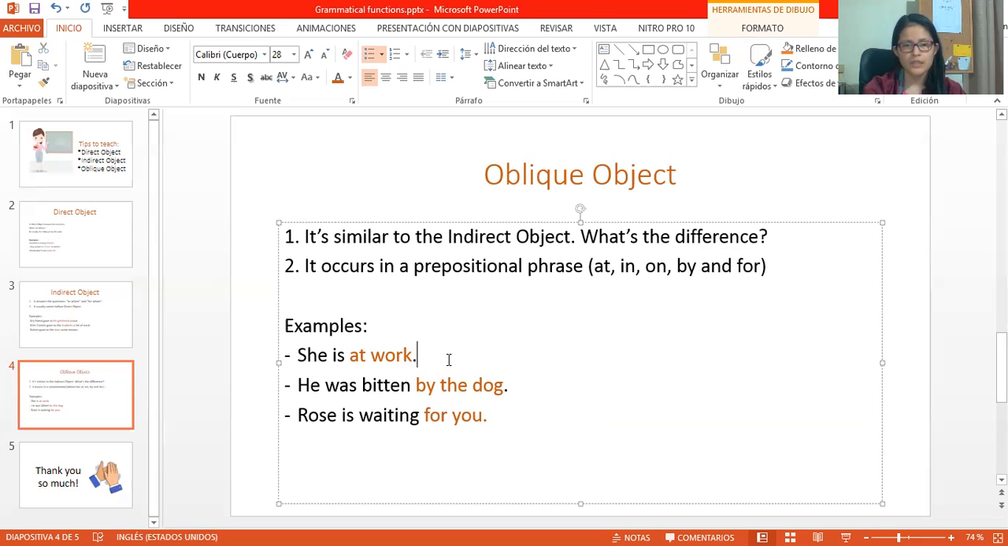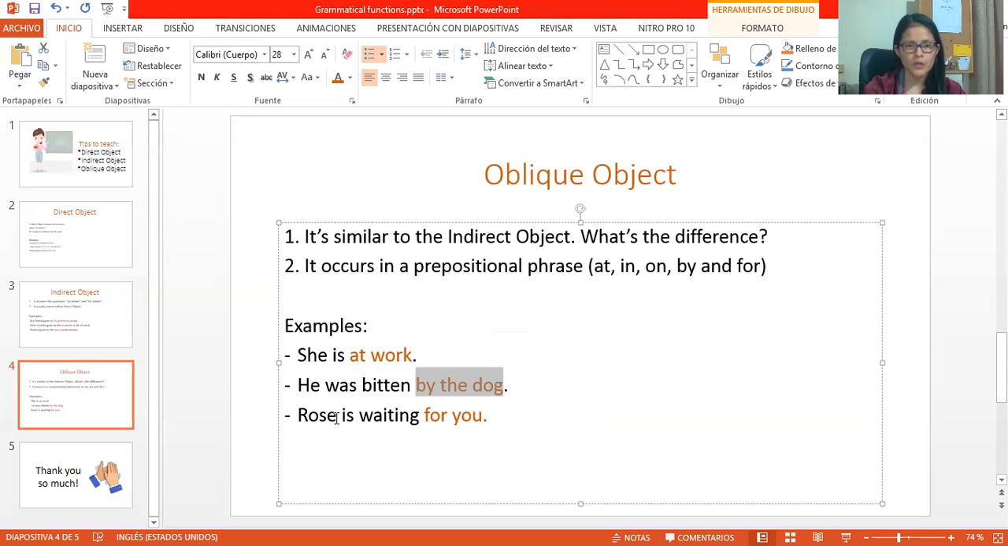The next is: he was bitten by the dog. What's the subject? He. What's the verb? Was bitten. So what's the oblique object? We can see the prepositional phrase by. So by the dog will be the oblique object.